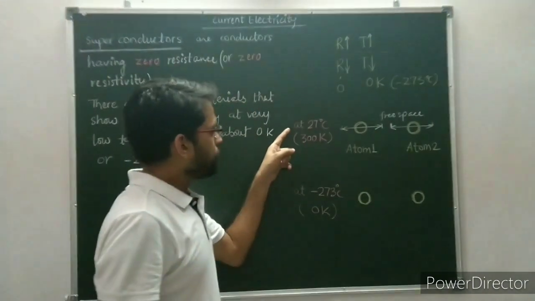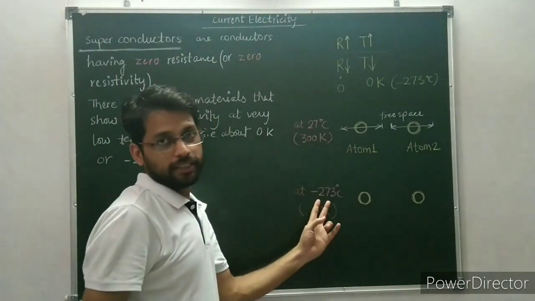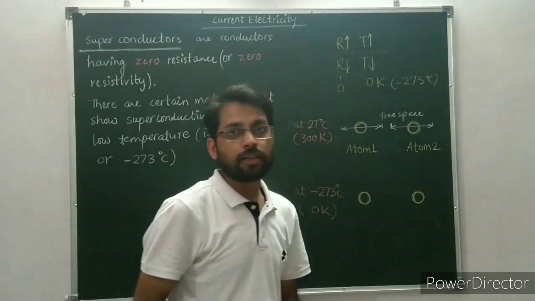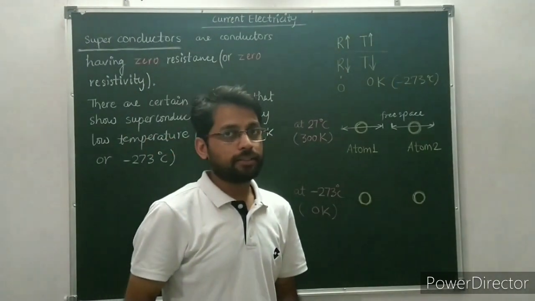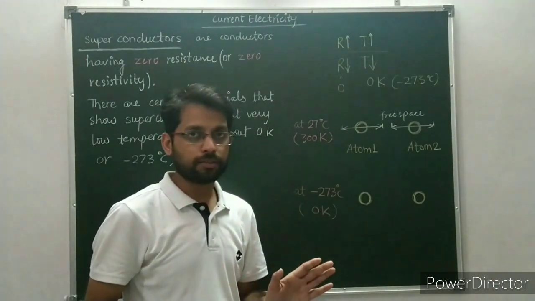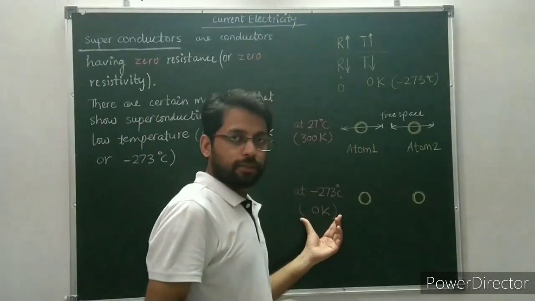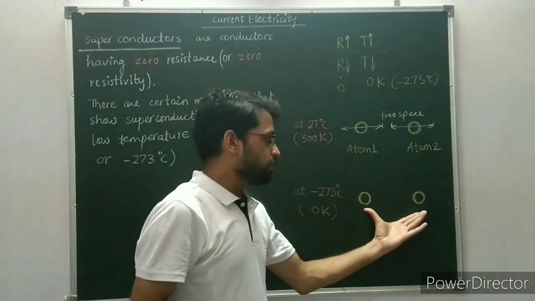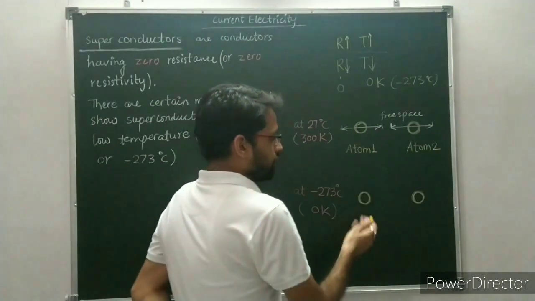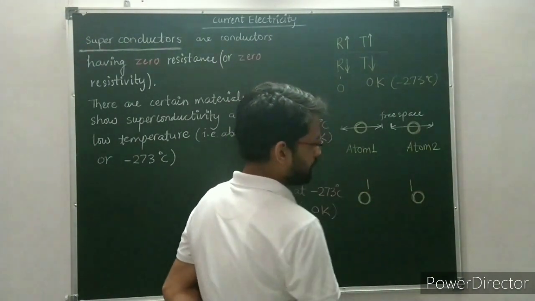now when the temperature decreases, means 27 degrees Celsius to minus 273 degrees Celsius, means 0 Kelvin, then the atoms cease to vibrate. Okay, the motion or the vibration of the atoms in the conductor stops completely. So at absolute temperature 0 Kelvin, the atoms stop vibrating. Okay, and now the free space between the atom is this much.